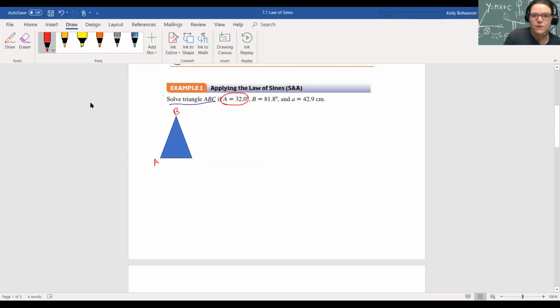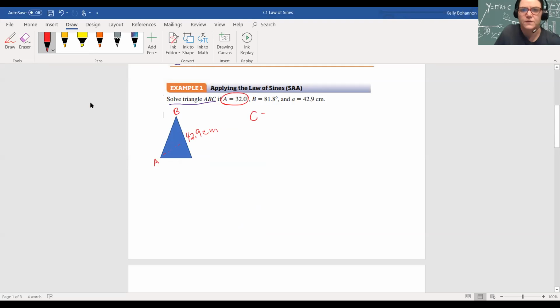Angle B is 81.8, and I know little a. Remember, side A is across from the angle, so this is 42.9 centimeters. So I know angle A, I know angle B. I'm going to have to find little b, little c, and big C. First thing, let's just find big C because that's easy enough.